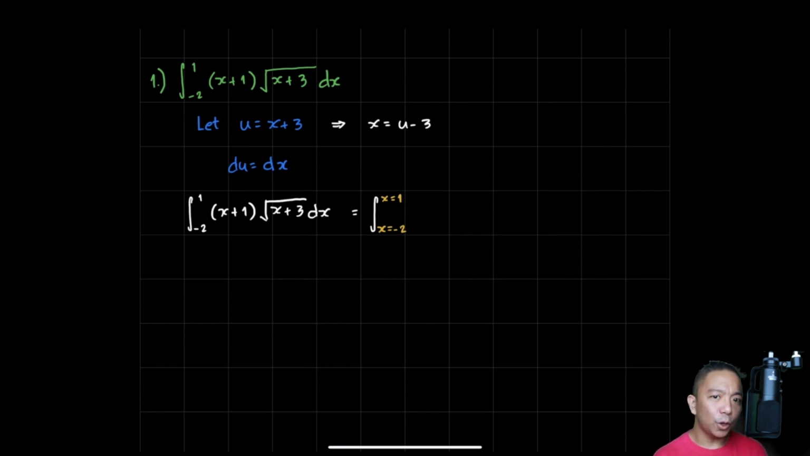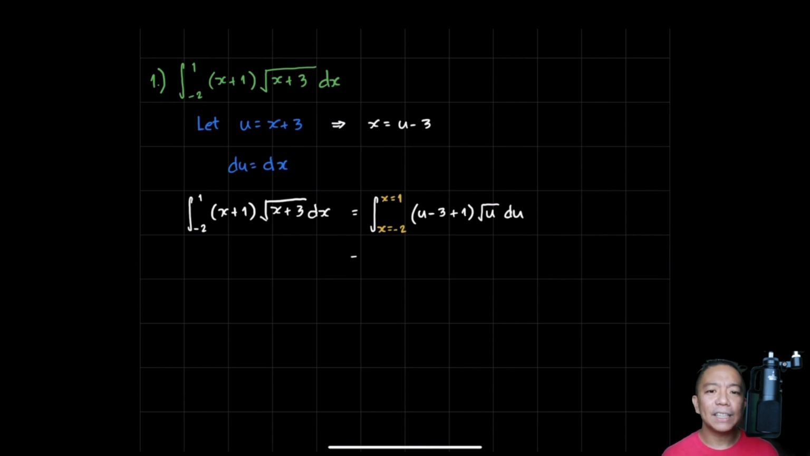Let's take note of saan pa equal yung x. If u is equal to x plus 3, then x must be equal to u minus 3. Yung nasa loob nung radical, yun lang naman yung gagawin nating u eh. Yun yung u natin, x plus 3. Pero meron pa tayong x plus 1 sa labas. So yung x plus 1 sa labas, that is equivalent to u minus 3 plus 1. Kasi x is equal to u minus 3, di ba? And this is multiplied to the square root of u. Du. Kasi dx is just equal to du.